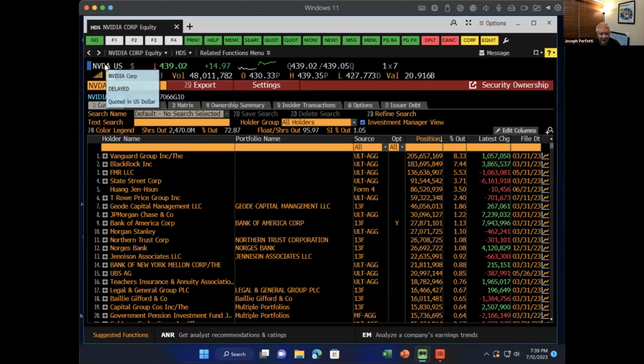So this is for NVIDIA. 72.87% of NVIDIA shareholders are institutions on this scrollable list. As of right now, their largest shareholder is Vanguard, which owns 205 million shares of NVIDIA, which is 8.3% of the company. Their second largest shareholder is BlackRock, which owns 7.4% of the company. The third largest NVIDIA shareholder is FMR, which is Fidelity, which owns 5.5% of the company.